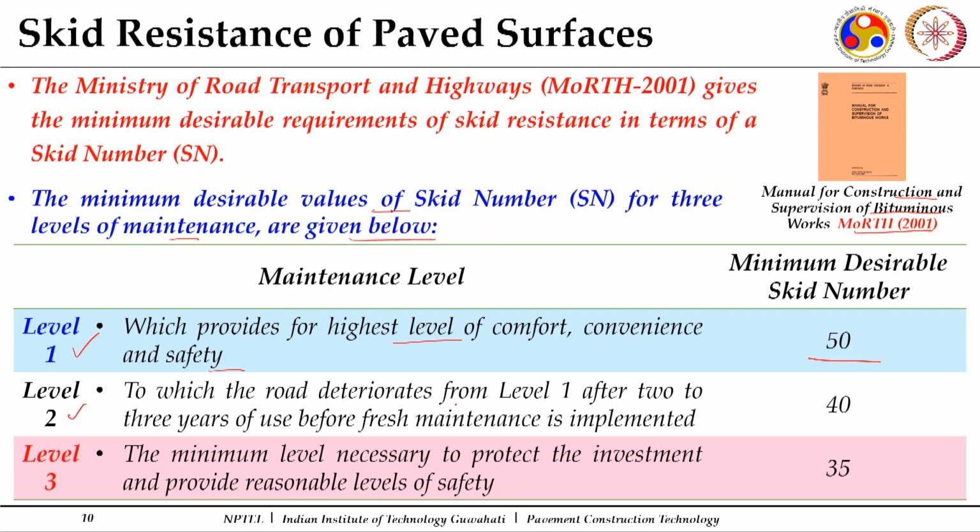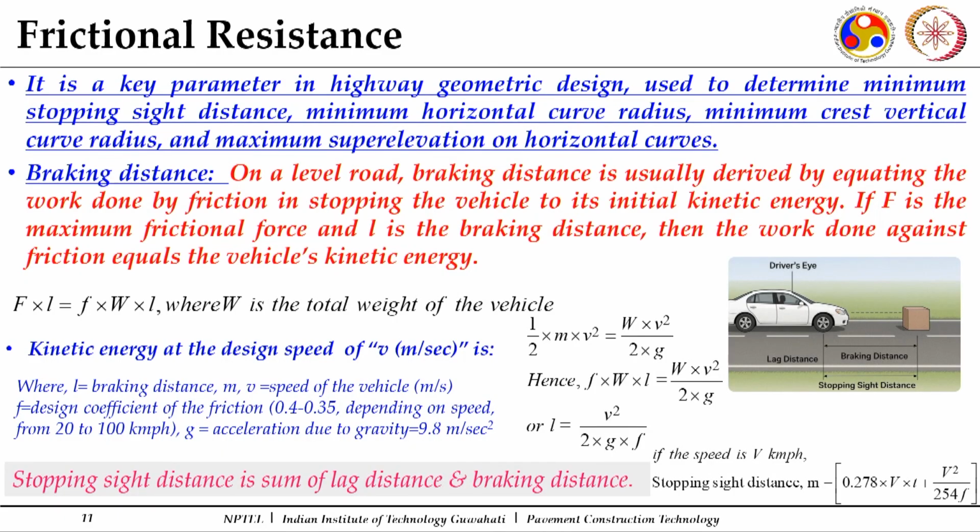Level 2 is where the road deteriorates from level 1 after 2 to 3 years of use, before fresh maintenance is implemented. So, this is for a skid number of 20. If it is less than that, then a minimum of 35 is the minimum level necessary to protect the investment and provide reasonable levels of service. So, this is the minimum level of skid number required on a surface, as given by the manual. On the basis of these skid numbers, we can look into the maintenance part.